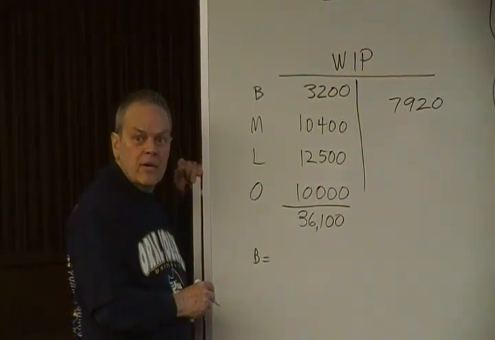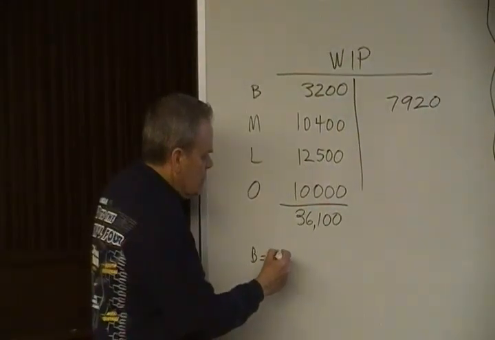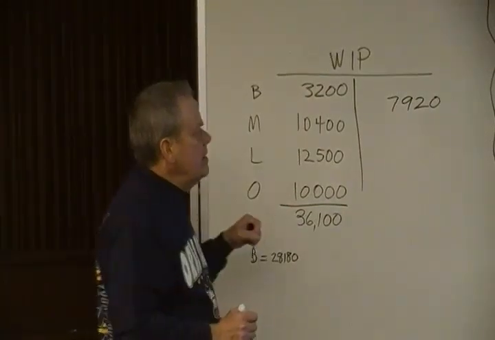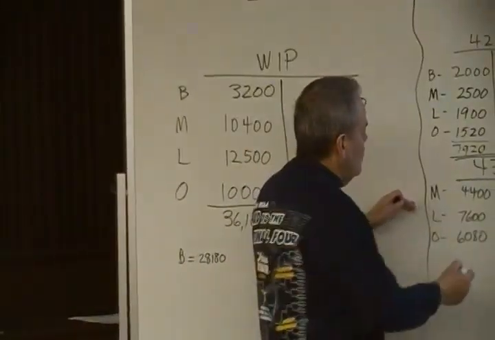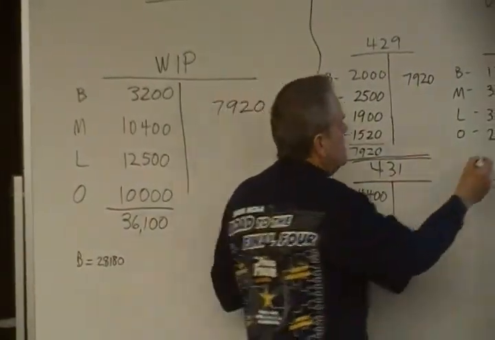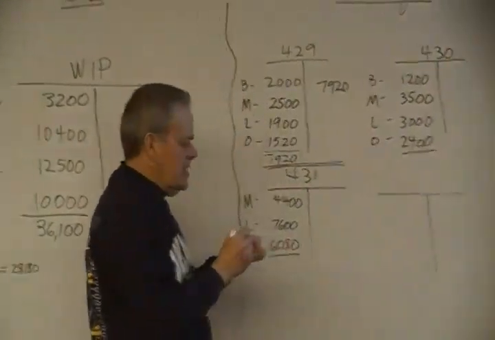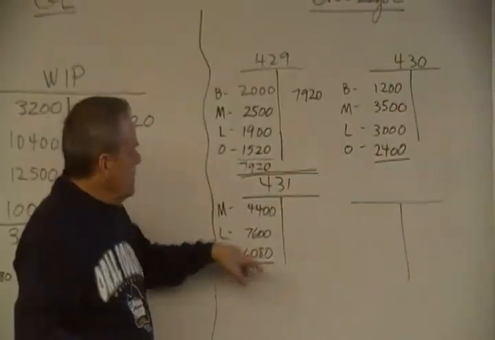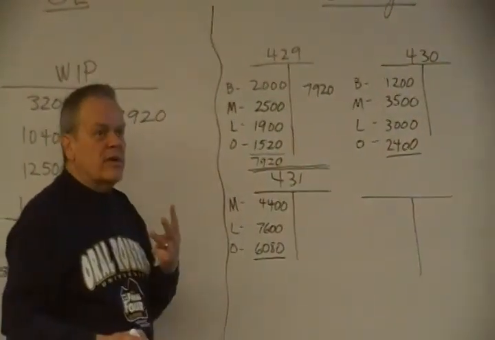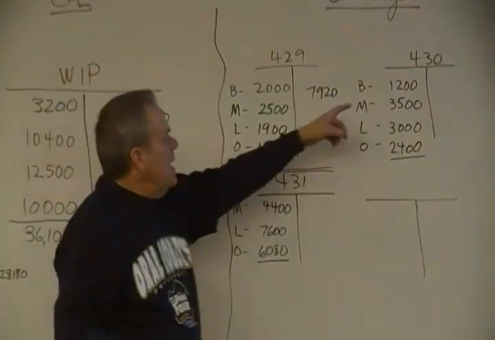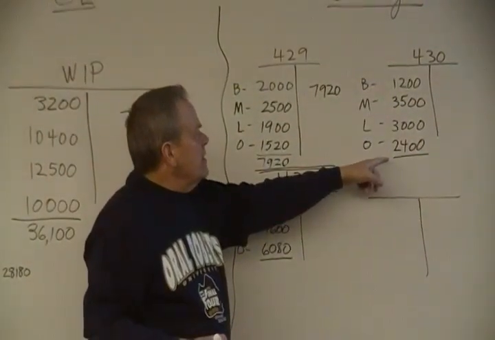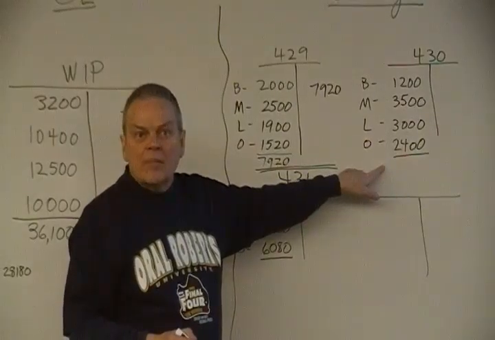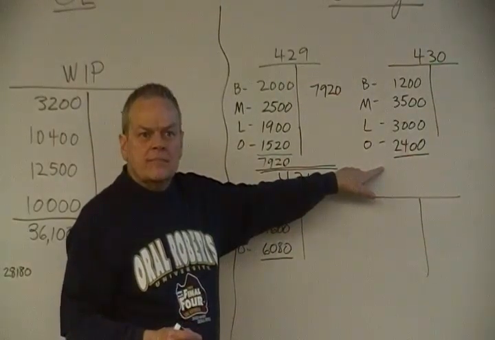Somebody tell me the balance of this account. Sam? 28,180. 28,180. Is that what you said, Sam? Yes, sir. It's a lot of stuff, but would you please sum these 2 remaining jobs in process? Tell me the sum of the 2. I need 3 numbers from you. Would you add job 430, 1,200, 3,500, 3,000, 2,400, and tell me this number? Somebody that hadn't volunteered yet.